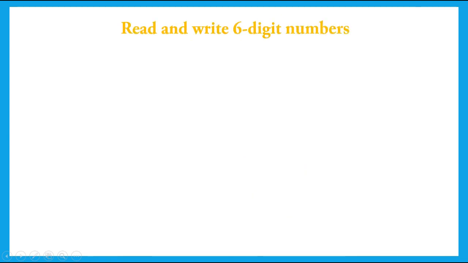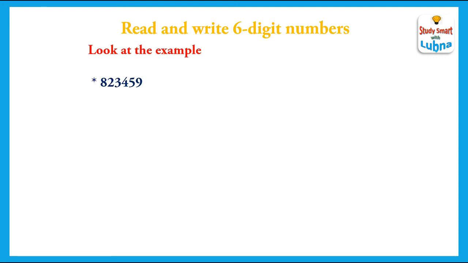Read and write 6-digit number in the Pakistani number system. How can we read and write the numbers in the Pakistani number system? Let us check. Look at the example given here. The first example, you can see it consists of a 6-digit number. Now we have to write this number in the Pakistani number system. First we'll write the standard form of this number, then we'll write the number name of this given number. Let us check the standard form of the number first.